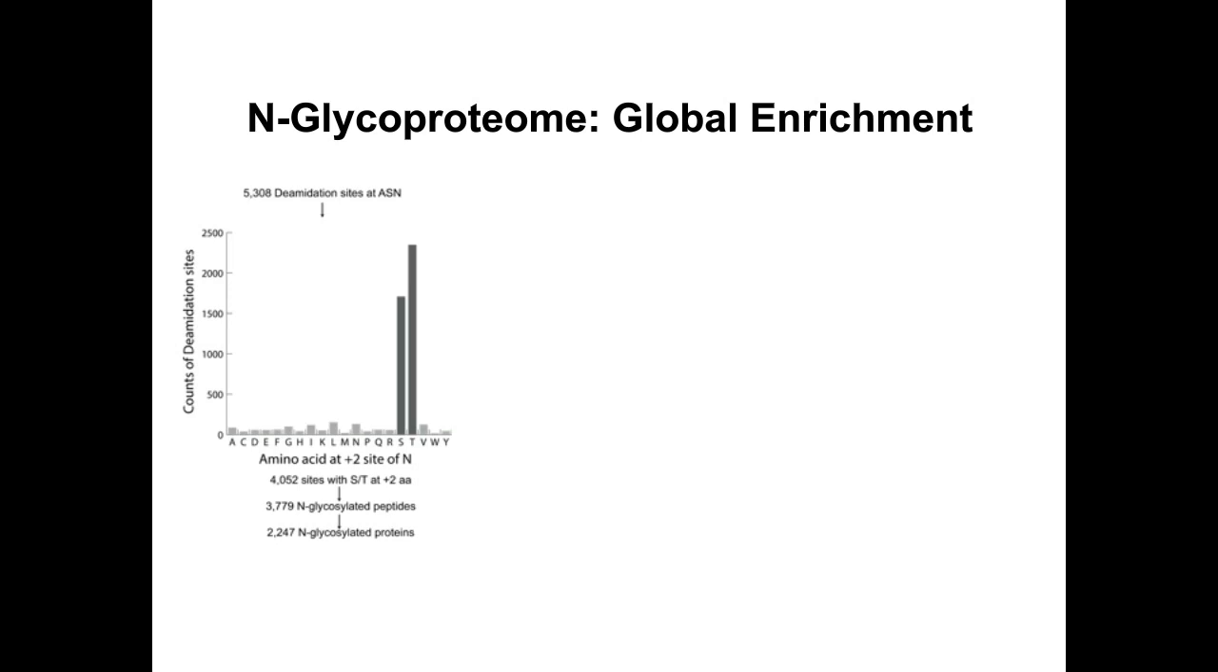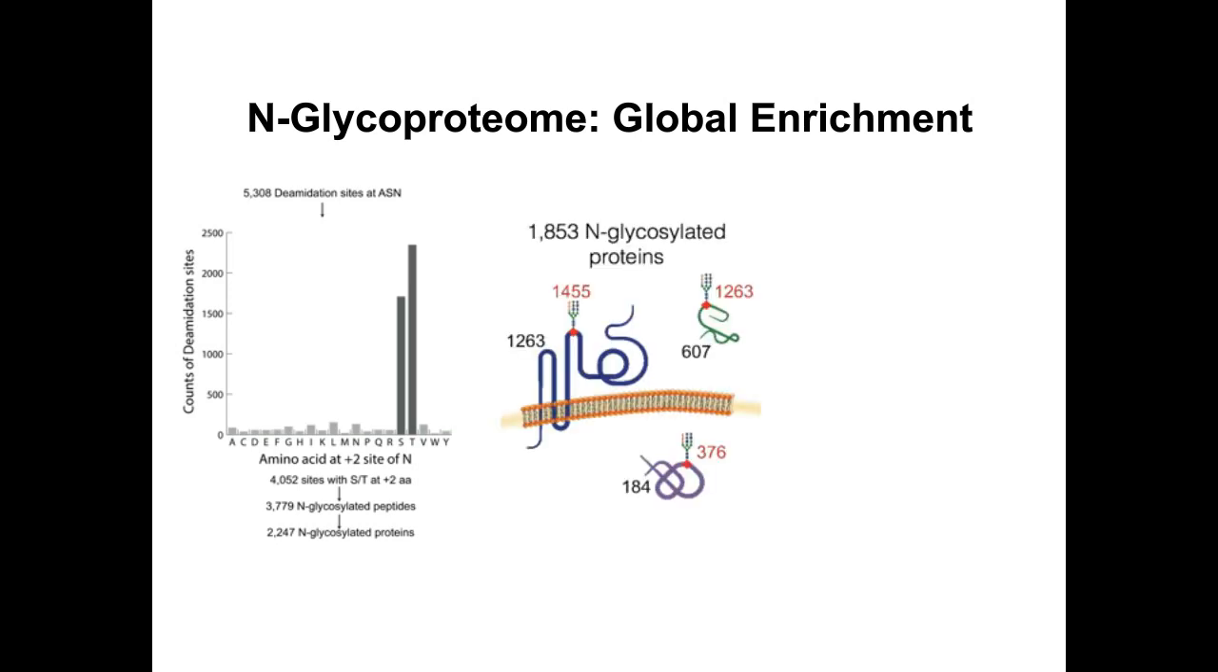These map to 3,779 unique N-glycosylated peptides that then further map to just over 2,200 glycoproteins, suggesting that our approach is nicely specific. These 2,247 proteins were then mapped to UniProt annotation terms.